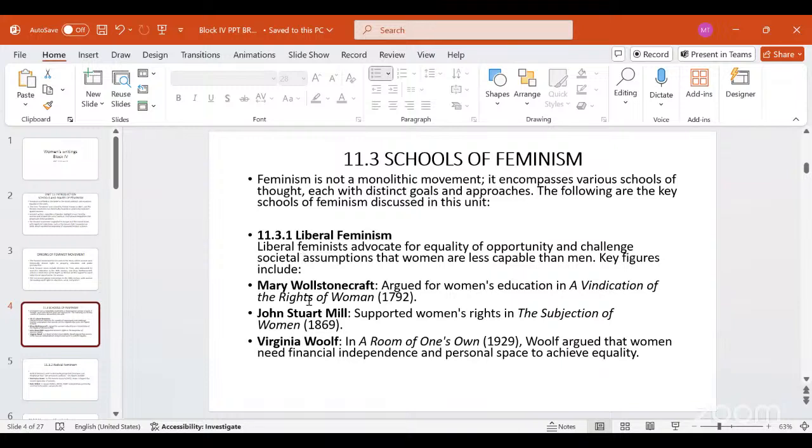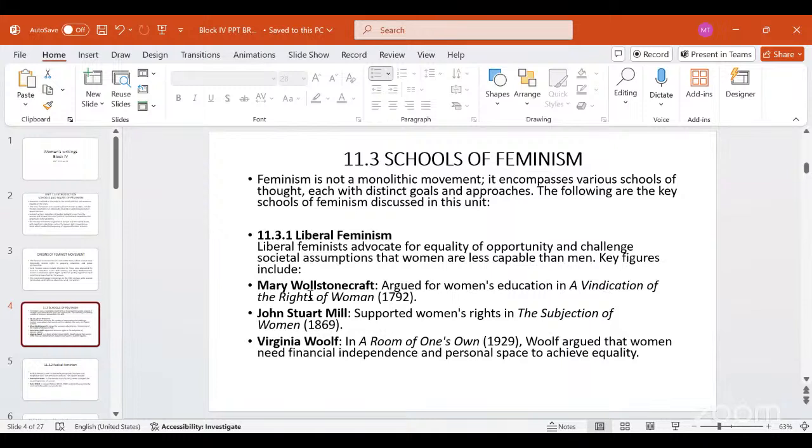You see that liberal feminism, where liberal feminists advocate for equality of opportunity and challenge societal assumptions that women are less capable than men. Key figures include Mary Wollstonecraft, who argued for women's education in A Vindication of the Rights of Women, and then John Stuart Mill, who supported women's rights in The Subjection of Women. Then Virginia Woolf in A Room of One's Own, where she says that women need financial independence and personal space to achieve equality. Usually, when you talk about liberal feminism, it tells you that without changing everything, a little more fine tuning is required in the domestic sphere or work or professional life or academic life, so that women will also be uplifted and get equal opportunities with men.